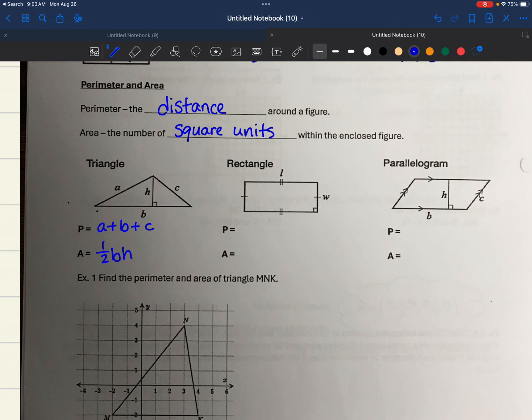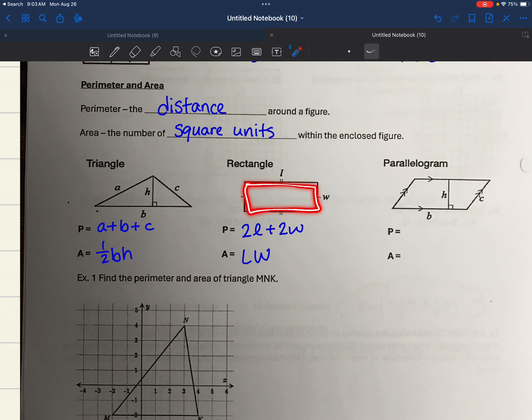Anyone remember either the perimeter or area formula for a rectangle? Area should be the easy one. Length times width is correct. Now, what about perimeter? Two times L plus two times W. Perfect. Twice the length plus twice the width.